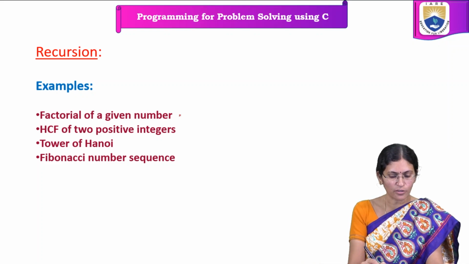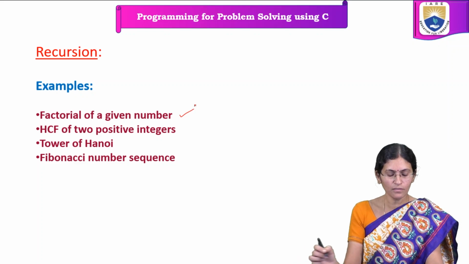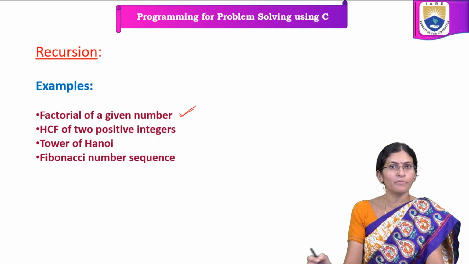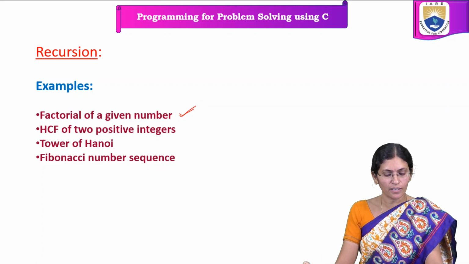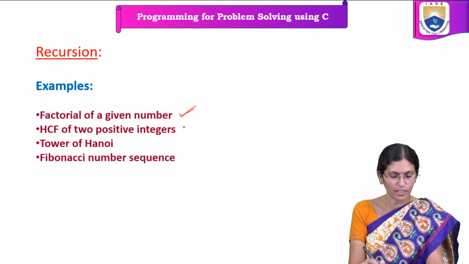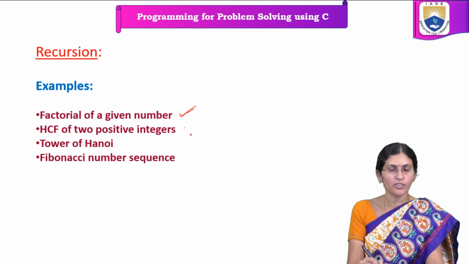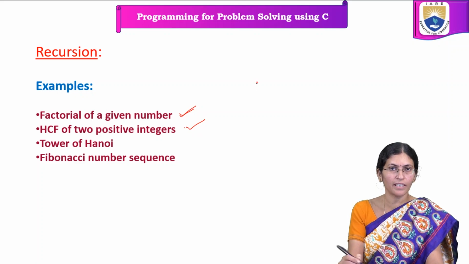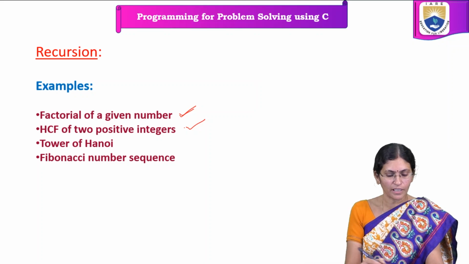The first one is the factorial of a given number. We will discuss in detail how to find the factorial of a given number with the help of recursive functions. There are other problems which can also be solved by using recursion. That is finding the HCF of two positive integers. HCF is nothing but finding the highest common factor of two positive integers.